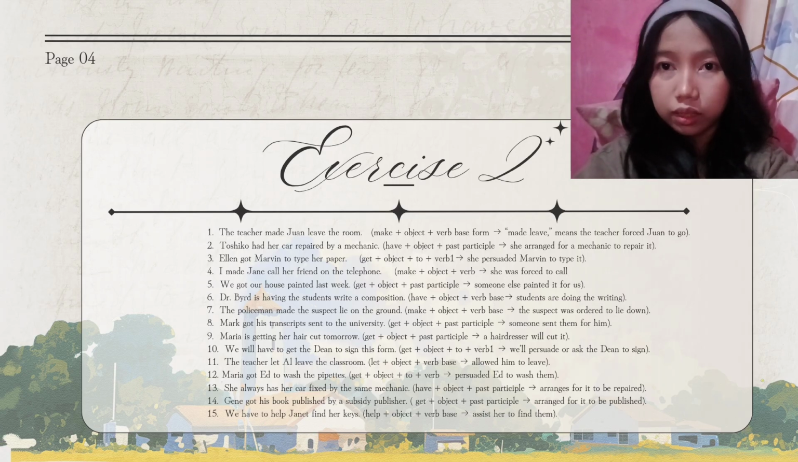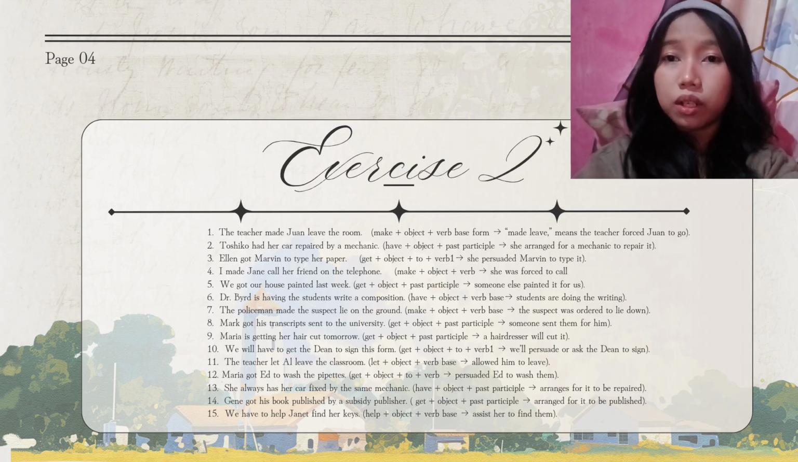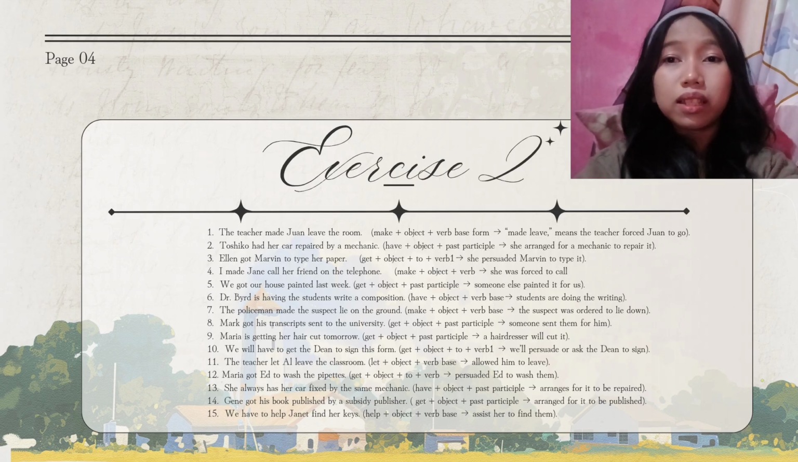The answer number 9. Maria is getting her hair cut tomorrow. The structure is get plus object plus verb 3. Is getting means that Maria planned to have someone else, maybe a hairdresser, do the action. The word cut is in the past participle form, not because it's past tense, but because the action is done by someone else. That means Maria will have her hair cut by a stylist tomorrow.